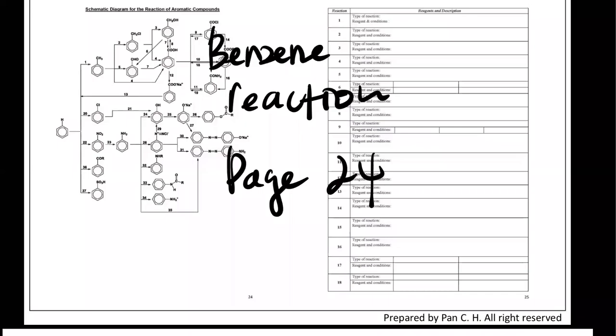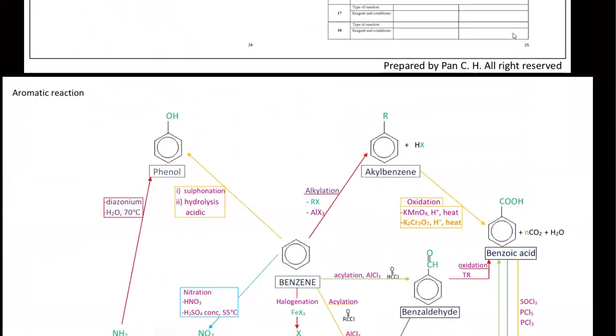Okay, all right, let's continue on chemistry intensive. So today we're going to focus on benzene reactions. So we skip carbonyl reactions first. Here we go to benzene. The benzene is quite challenging.